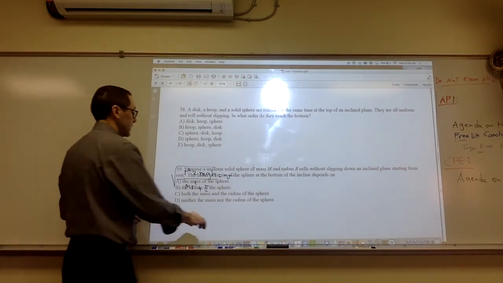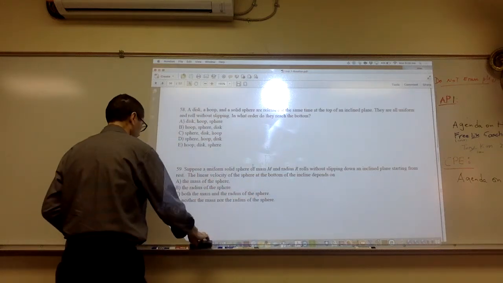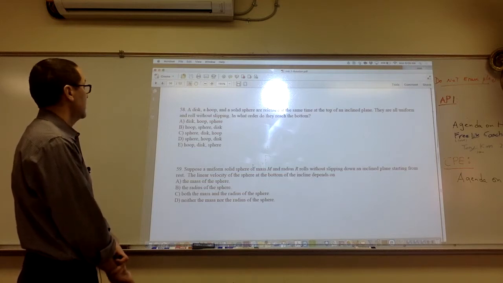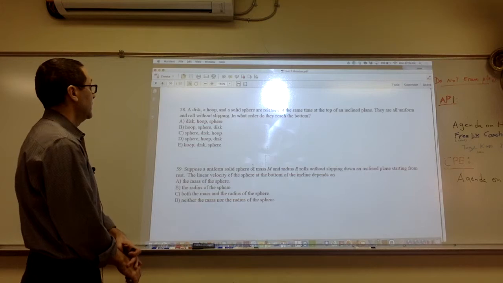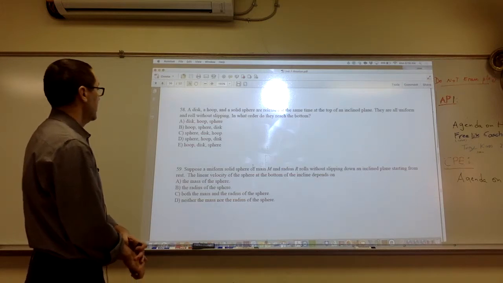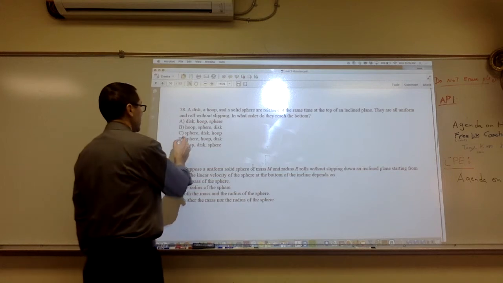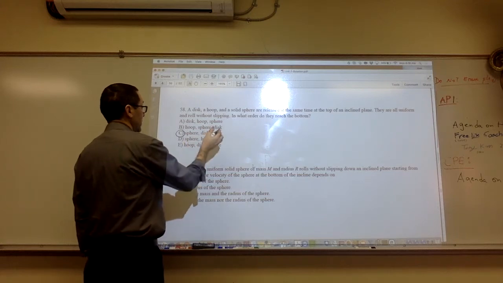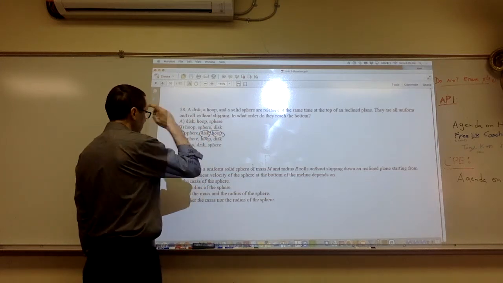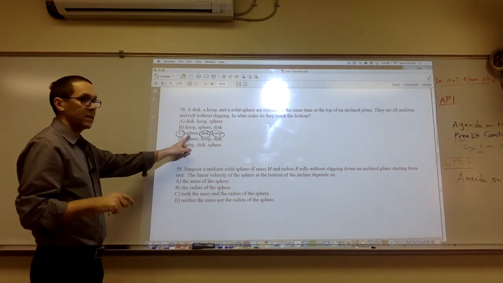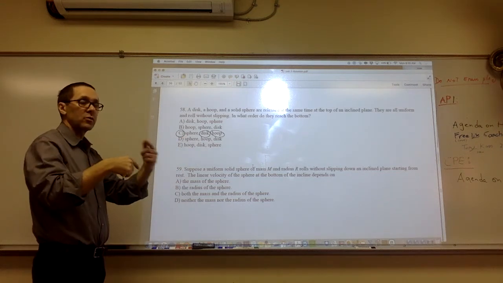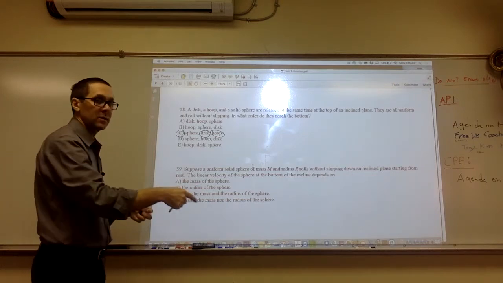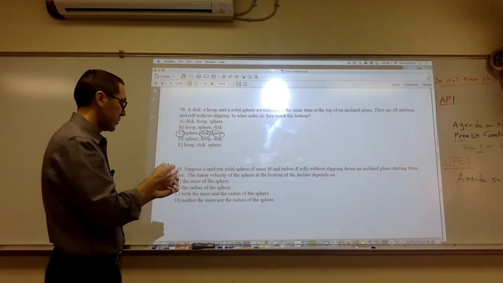A disk, a hoop, and a solid sphere are released at the same time at the top of an incline. They are all uniform and roll without slipping. In that order, in what order do they reach the bottom? Well, the sphere is going to get down first, because it has a coefficient for the moment of inertia of 2/5. That's the smallest of all three. Then the disk has a half and the hoop has a 1. So basically what this means is that the sphere is easy to rotate, so it doesn't waste a lot of its time spinning. It spends more of its energy getting down there than spinning, because it's easier for it to spin.